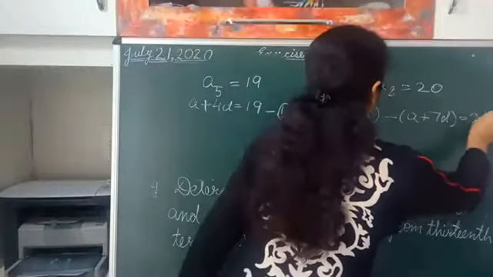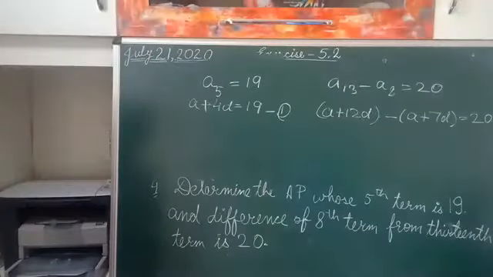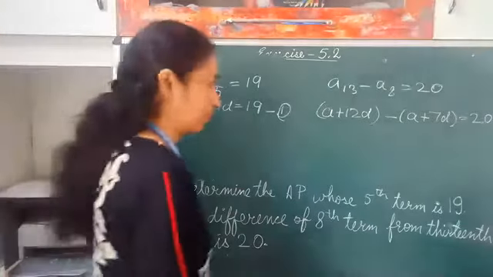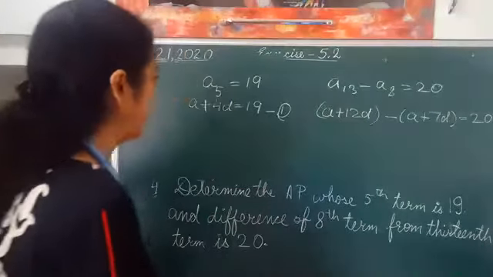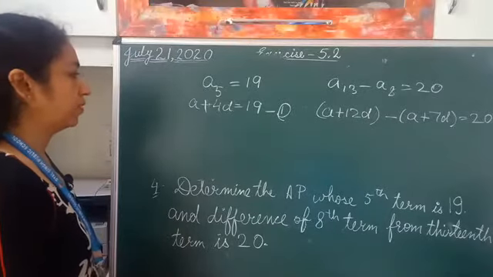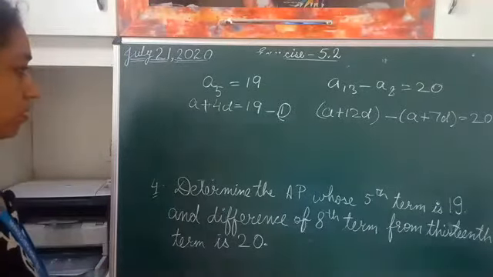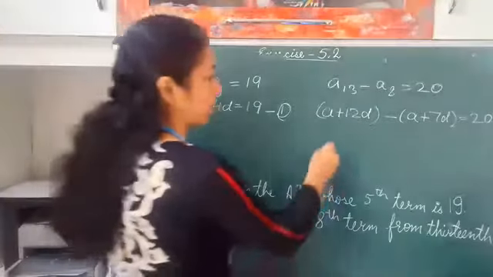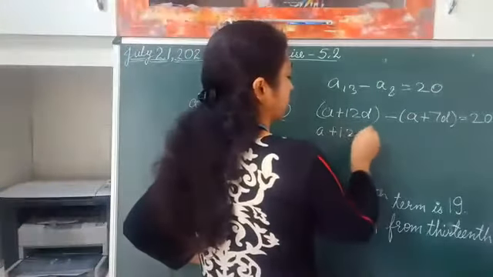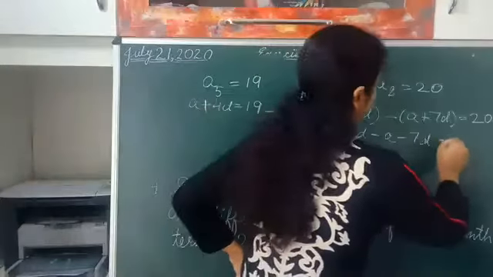The AP is -4, 4, 9, 14, 19 and so on. No. Maybe like this, minus. Something is wrong. -4. Let me check. -1, 4, 9. -1, 4. Your value of D is. Let's do it. This is A plus 12D. This will come to 5. Okay, let's see.